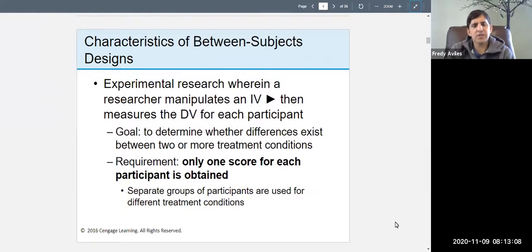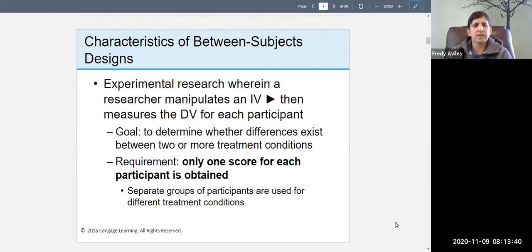Characteristics of between subjects design. So it's experimental research where you manipulate an independent variable, okay? And then you measure a dependent variable for each experiment. So just like what we said before, same thing is happening here, okay? The goal is to determine whether there's a difference between two or more treatment conditions. Is there a difference between the experimental group and the control group, okay? Or the experimental group and a placebo group, and maybe even a control group. There could be multiple groups that you compare.